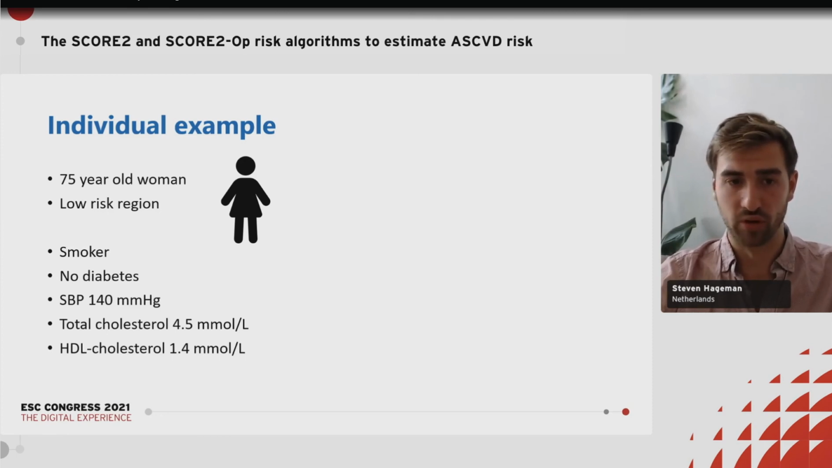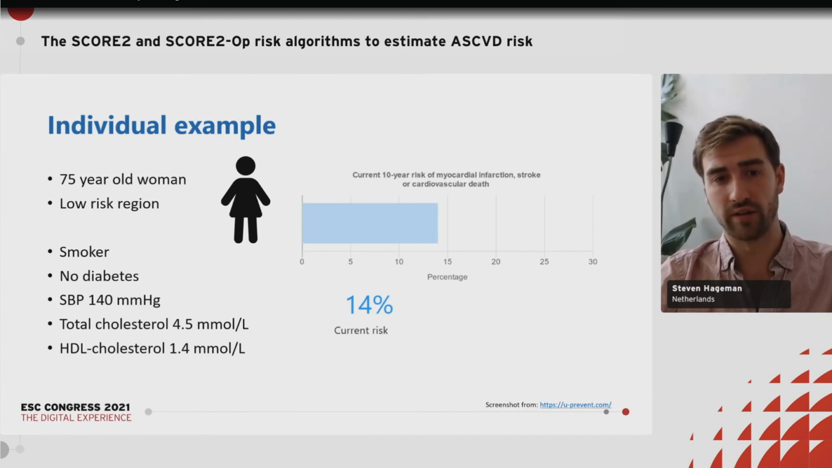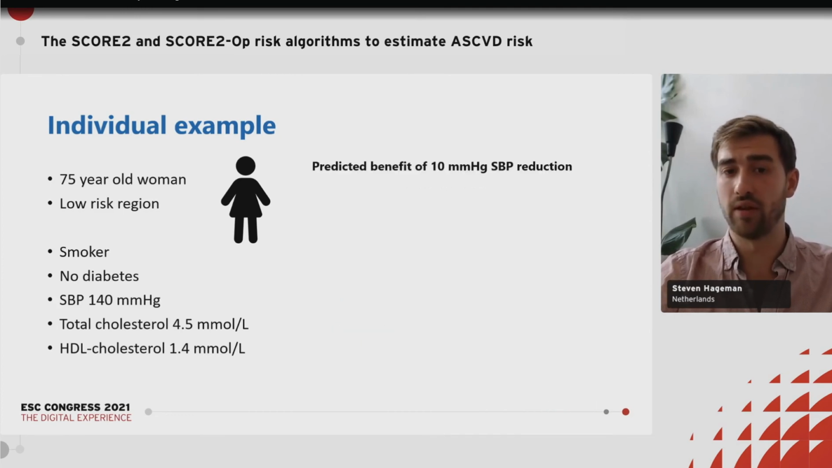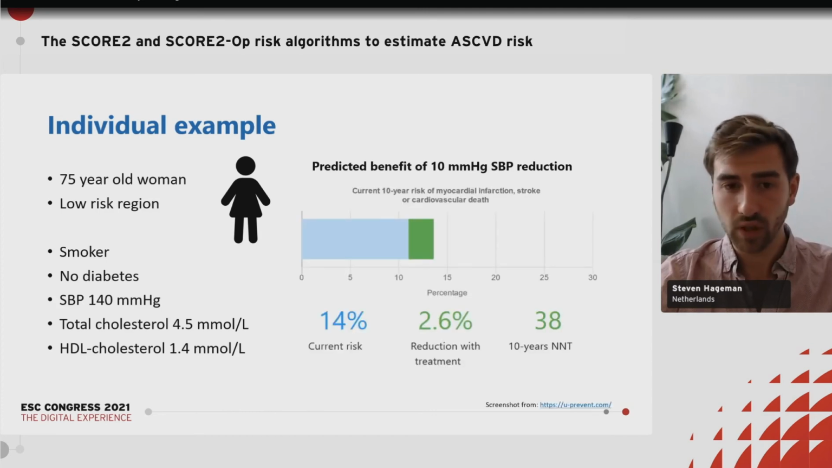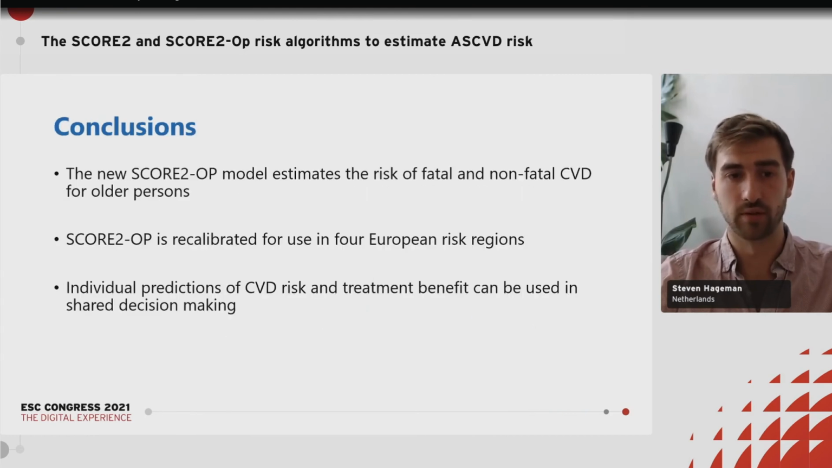Using the SCORE2 OP model, recalibrated to the low-risk region, her 10-year risk of myocardial infarction, stroke, or cardiovascular death would be 14%. An important advantage of using an online calculator is that you can easily combine this with treatment effects. For example, we can calculate the risk of her predicted benefit of 10 millimeters mercury blood pressure reduction. For this woman with a 14% 10-year risk, her absolute risk reduction would be 2.6, and also her individual 10-year number needed to treat would be 38. This can also be really helpful to communicate the potential treatment benefit of risk factor reduction in clinical practice.